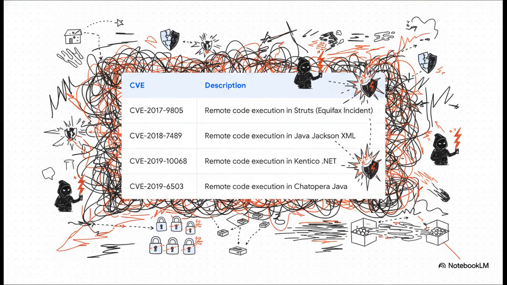And as you can see here, Equifax wasn't just a fluke. It's a pattern that just keeps repeating. I mean, just get this list. From Java-based systems to .NET applications, attackers have used this exact same type of flaw over and over again to run their own code. It really shows how persistent and dangerous this vulnerability is.